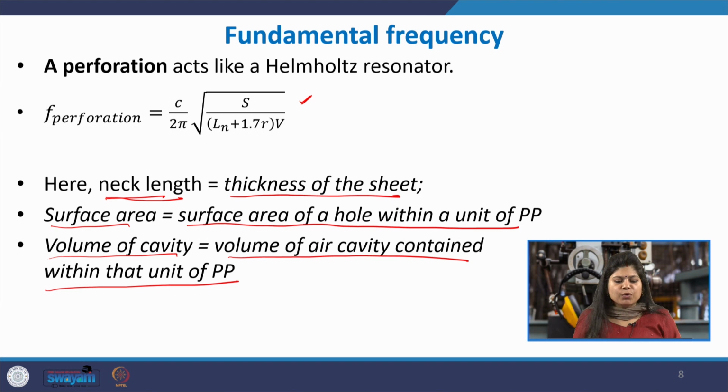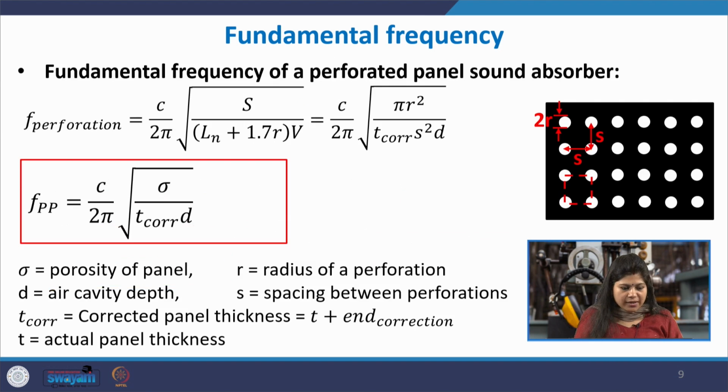So, let us put those quantities and see what is the fundamental frequency we get. Okay. So, now we have put the surface area, S becomes the surface area of the neck, which is same as the surface area of the perforated hole, which is pi into r square.